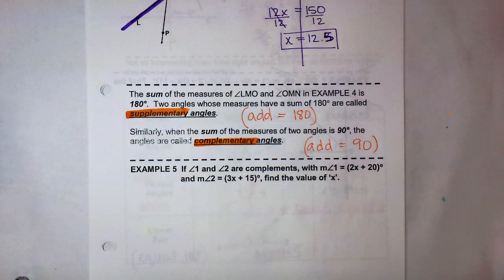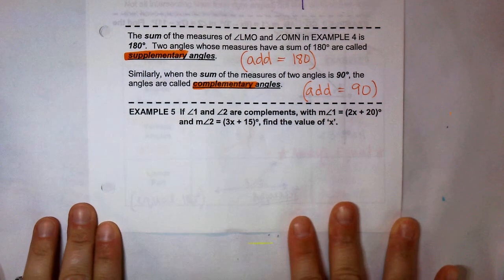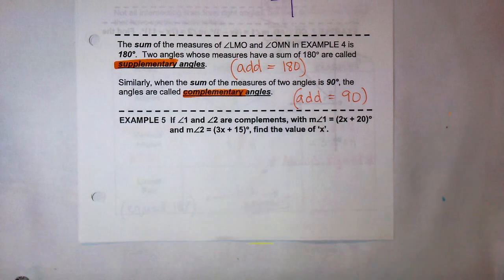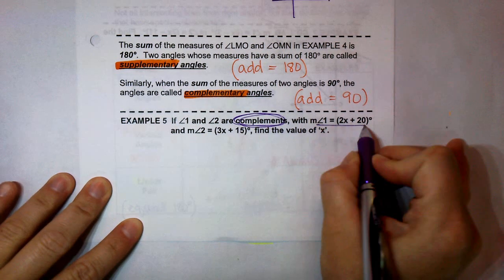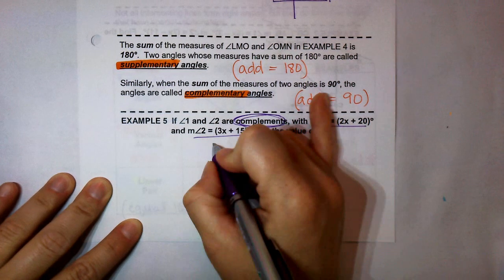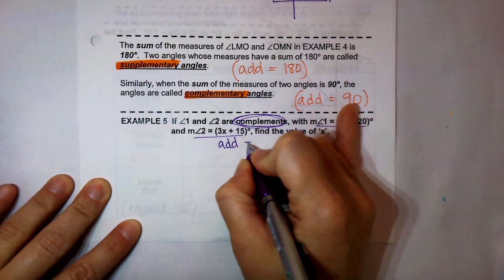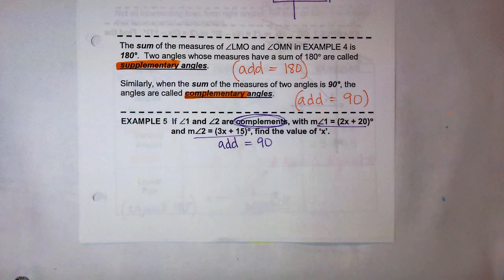If you can come up with another trick, by all means. But you have to remember, complementary is 90, supplementary is 180. They are super simple if you can remember them. Because example 5, here we go. It says angles 1 and 2 are complements. So right away, my brain says complementary means I'm taking both of these angles, angle 1 and angle 2, and I'm going to add and make them equal to 90.